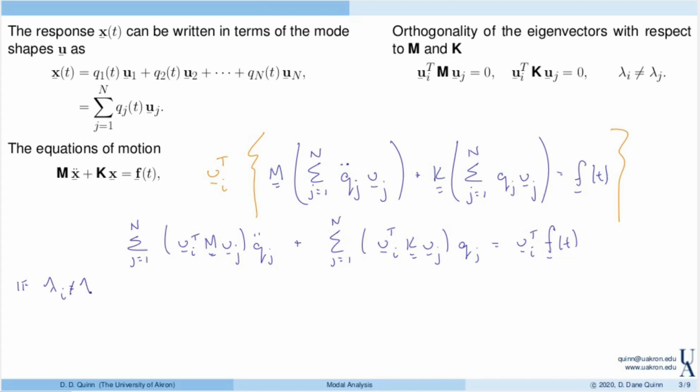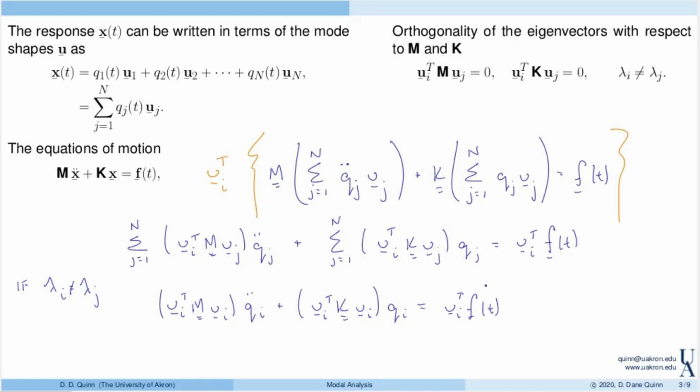i and lambda j are not the same, so we have distinct eigenvalues, which we typically do. All of these, except when j is equal to i, are 0. If i was 1 and j was 2, well, because of the orthogonality, that would vanish. So this reduces down to ui transpose m times ui qi double dot plus ui transpose k ui qi equals ui transpose times f.